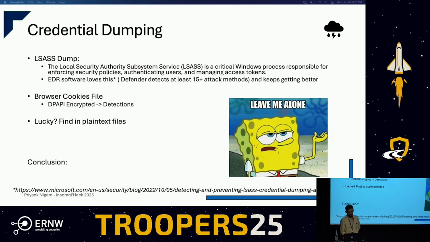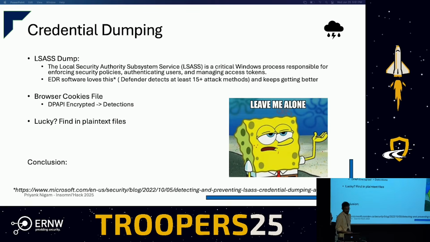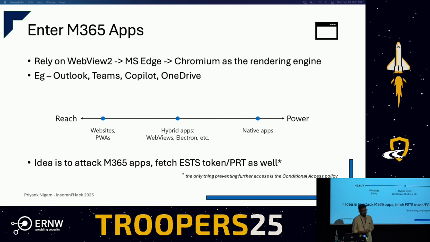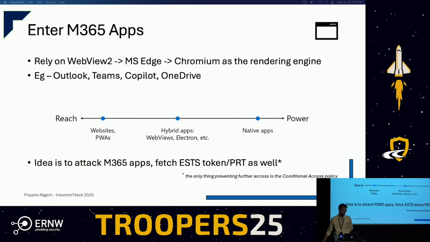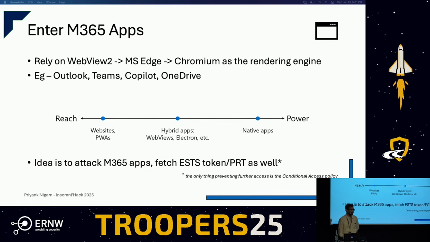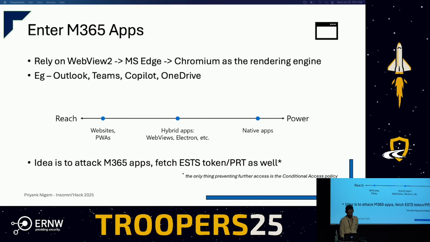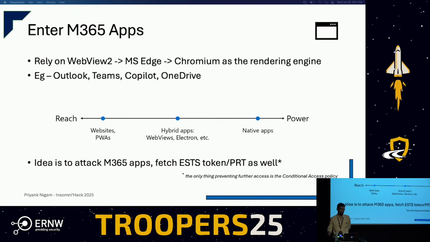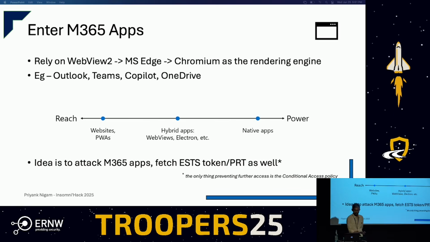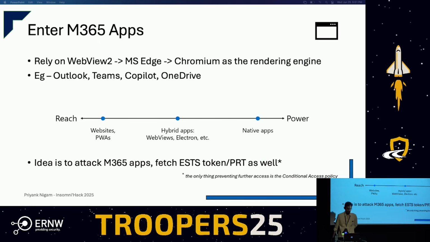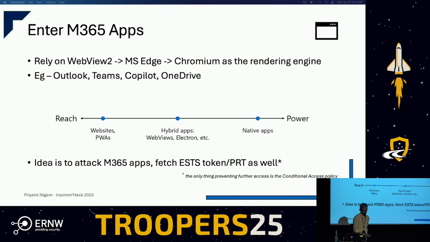So the conclusion is you leave these protected objects alone and focus on something which may have a really low detection rate. So enter M365 apps. When you have an out-of-the-box Windows OS, you're going to see a bunch of applications pre-installed, like Outlook, Teams, Copilot, OneDrive, stuff like that. And these are all required in an Entra ID environment, right?